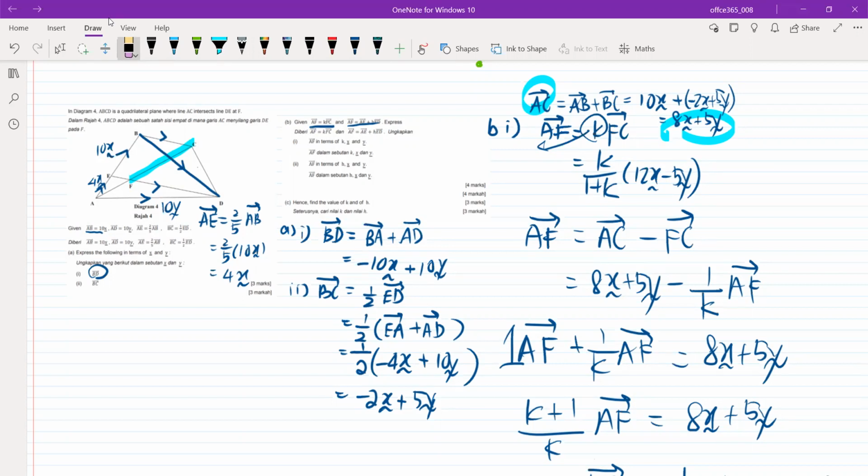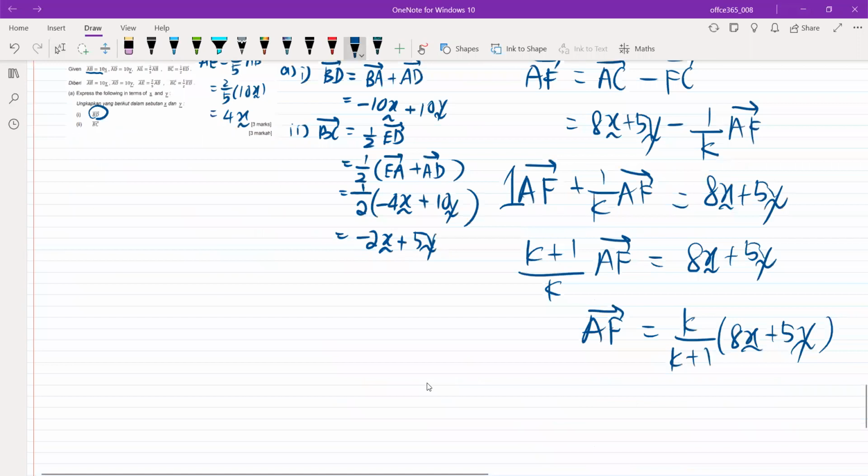14x, extend x. Plus BC, you got what? BC is negative 2x plus 5y, sorry. So correct. 10x. AC is AB plus BC, correct? Yeah, so the answer given is wrong. So answer should be AX plus 5y, correct? This one AX, plus 5y. This is the answer, correct?